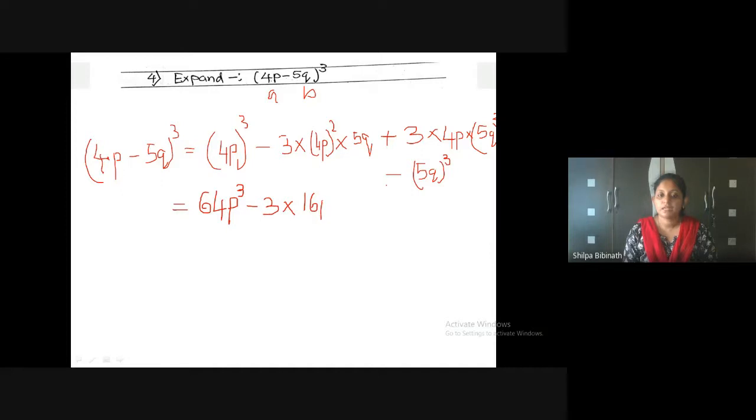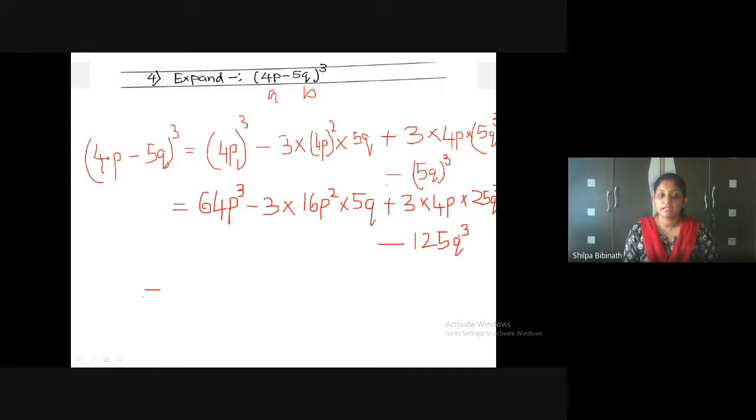And then p square into 5 cube, plus 3 into 4p into, what is 5 square? 5 square is 25. 25 q square. Then minus, what is 5 cube? Now here it is cube. So it will be 125. 5 multiplied 3 times, it will be 125 q cube.